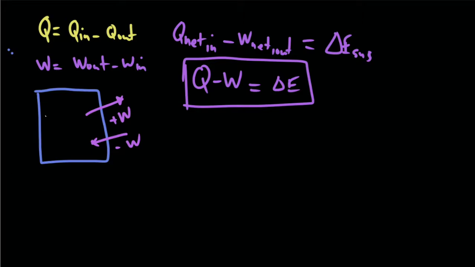When heat leaves a system, we consider that negative, and when heat enters a system, we consider that positive. This is just our sign convention. You have to abide by that in order for this to work.